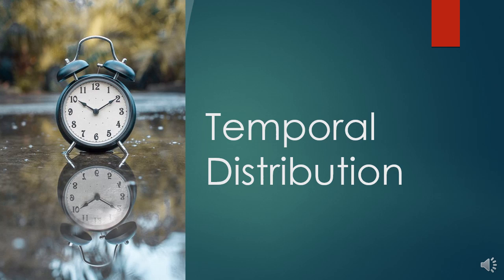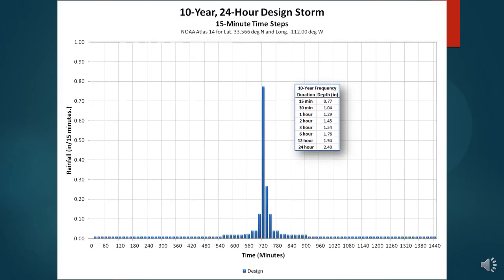Once we have our depth established for the watershed, we want to look at the temporal distribution. There are a number of ways that can be done. Here's an example, and it's called a nested design storm. By a nested design storm, it's basically this shape, but if you look at the maximum rainfall for any period from 15 minutes, 30 minutes, hour, all the way up to 24 hours, the rainfall contained in that duration is always equal to the 10-year event for that duration.